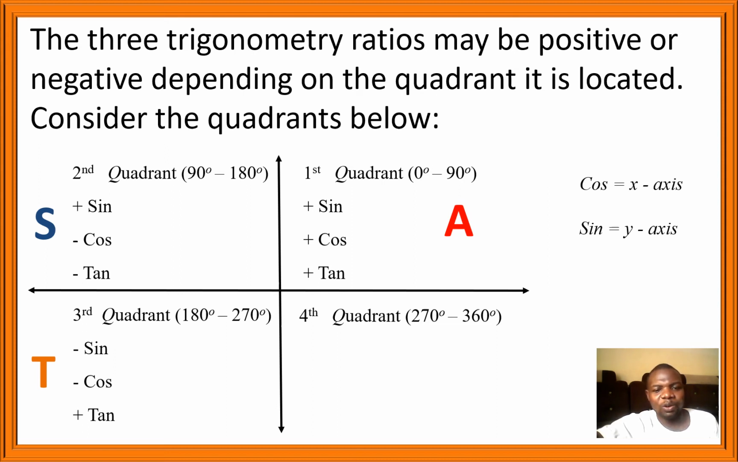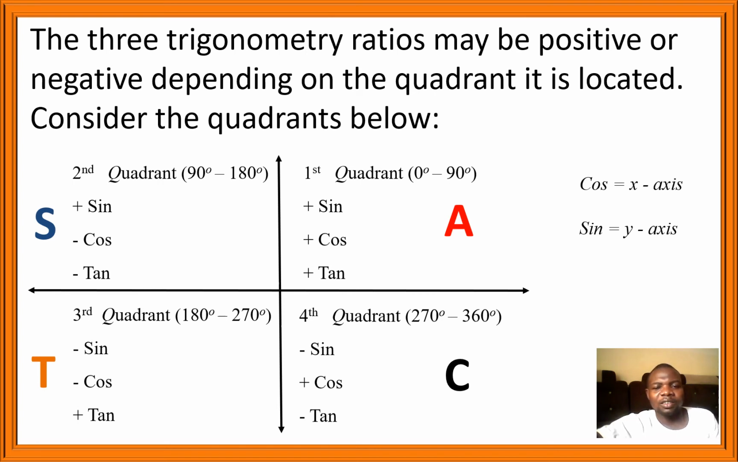In this particular quadrant, since the y-axis here is the negative y-axis, the sign should be negative. But when we come here, the x-axis is positive. That makes cos to be positive. Then tan will also be negative, since one ratio should be positive. So we represent the positive ratio, which is cos, by C.